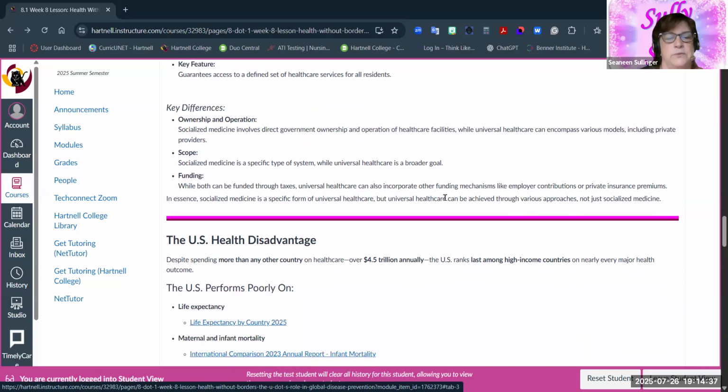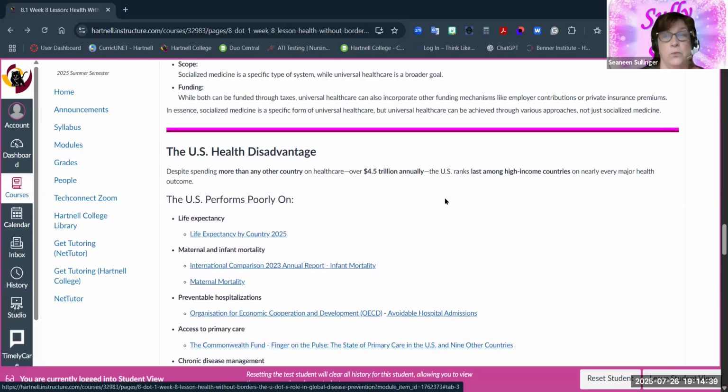And then what I wanted to look at with you is we've mentioned several times now that although we spend the most money per capita for healthcare, we have some of the worst health outcomes in our country. So depending on what statistic you look at, spending over $4.5 trillion annually, the US ranks last among high income countries on nearly every major health outcome. And I do have pictures of that following here.